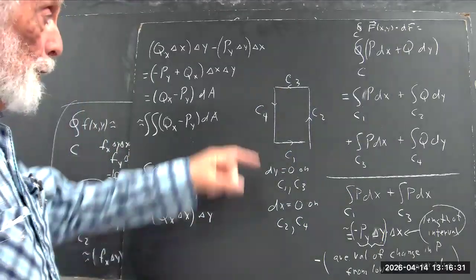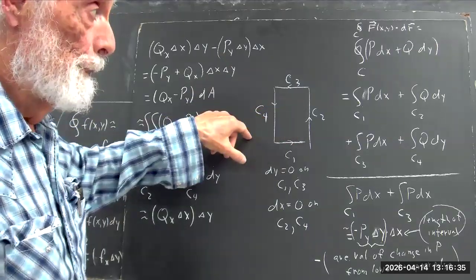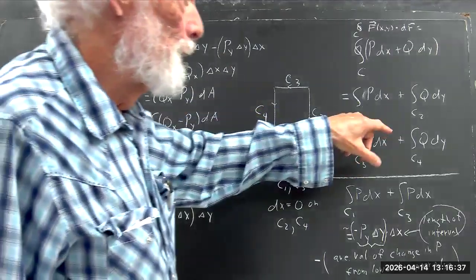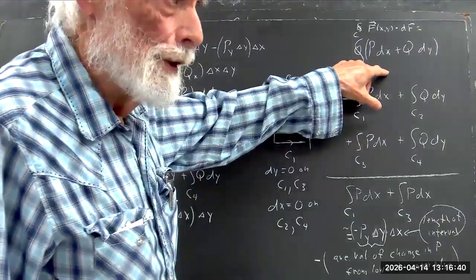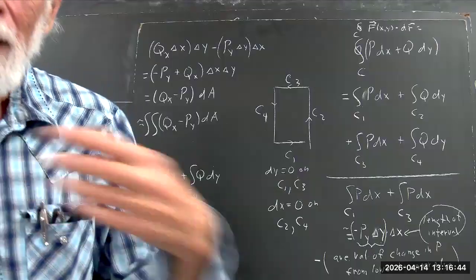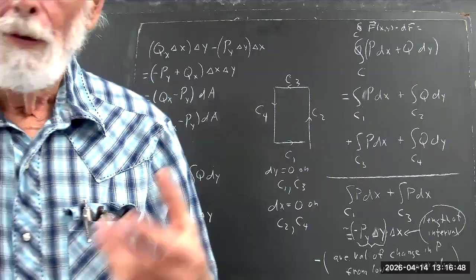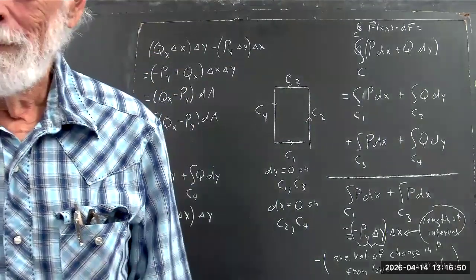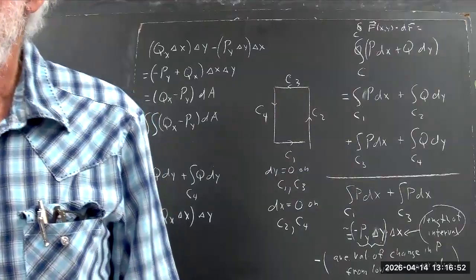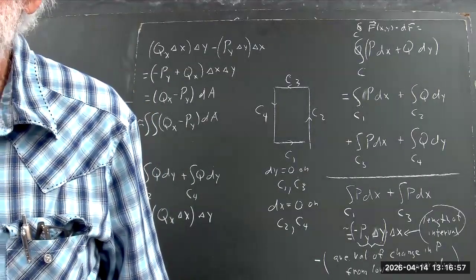Okay? And again, only q is integrated along the vertical sides because p is integrated with respect to x, and x isn't changing on either of those sides. That's it in a nutshell. You understand that? The rest kind of begins to make sense. Now, whether it makes sense or not, you got a formula.